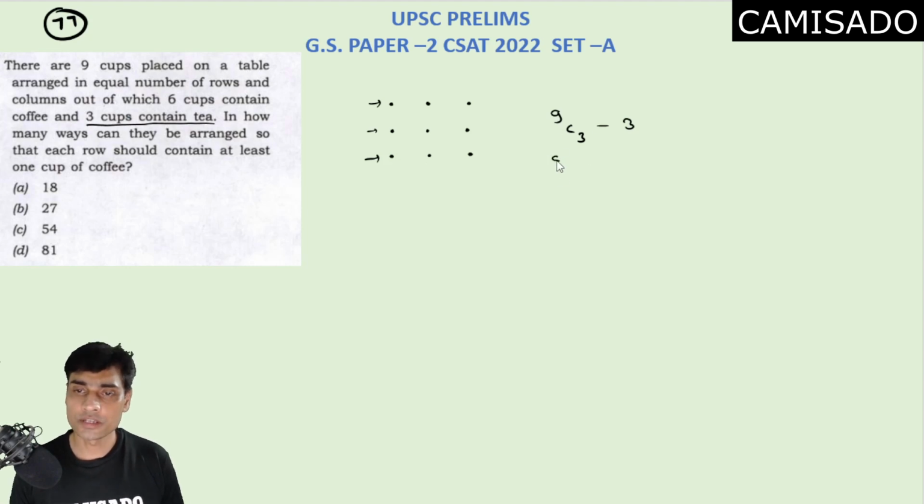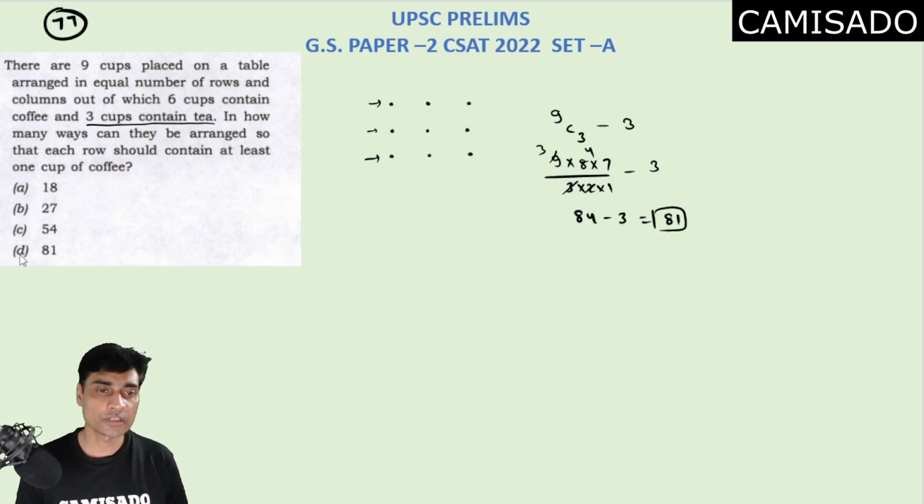So the result is 9 × 8 × 7 over 3 × 2 × 1. I applied the nCr formula as a shortcut. Minus of 3: 3 3s are 9, 2 4s are 8, 4 3s are 12, 12 7s are 84, 84 minus 3 is 81. 81 is the right answer. It's a tricky question basically.